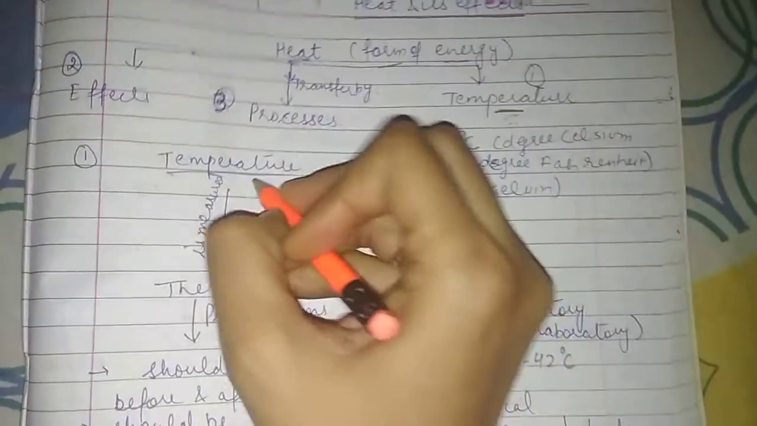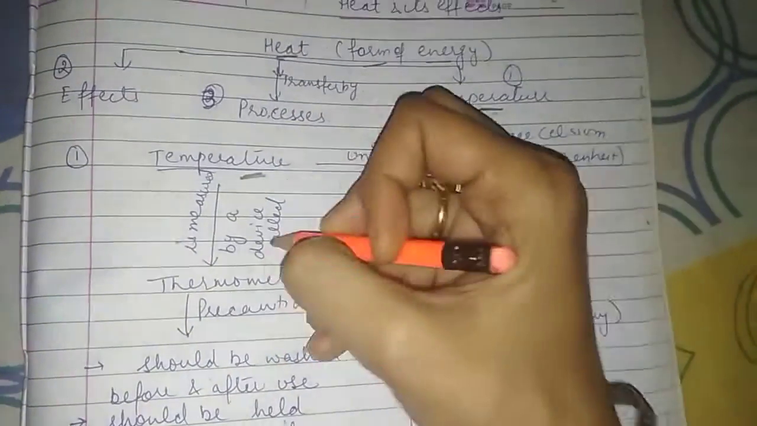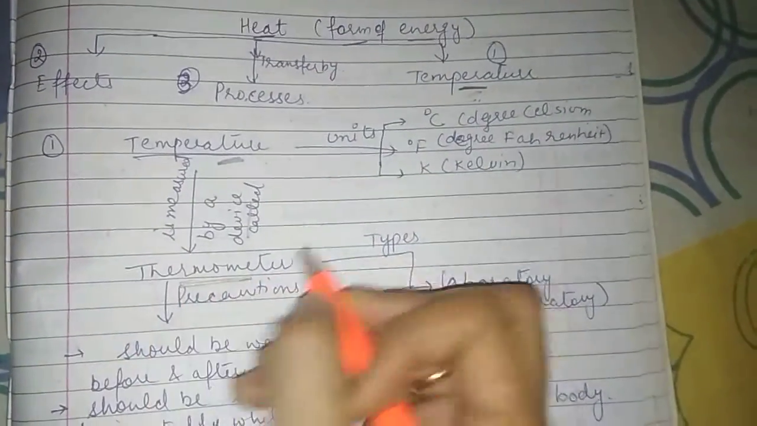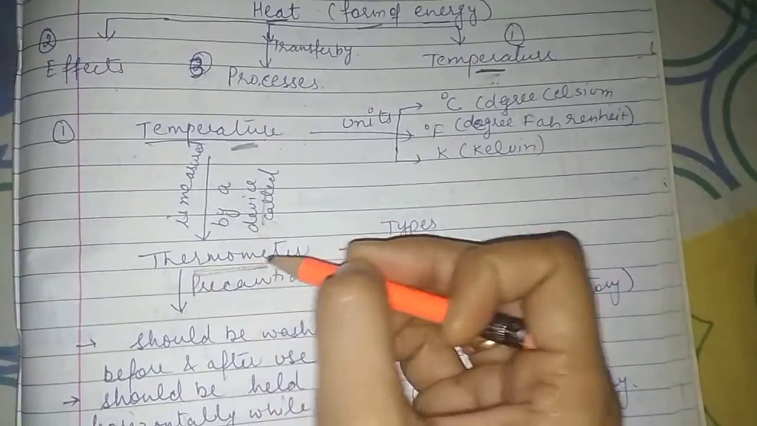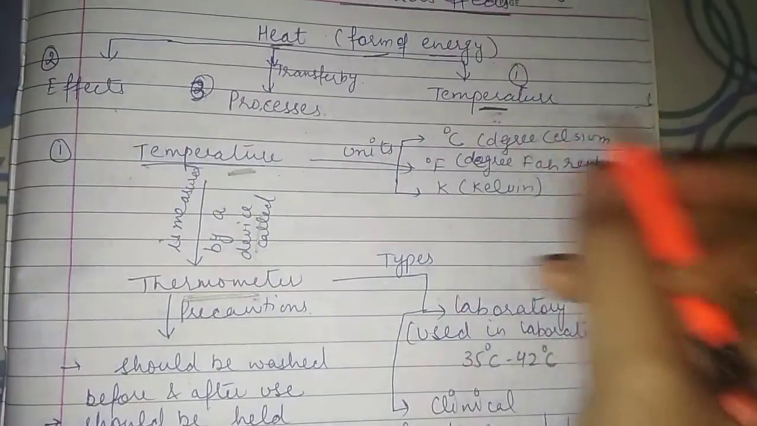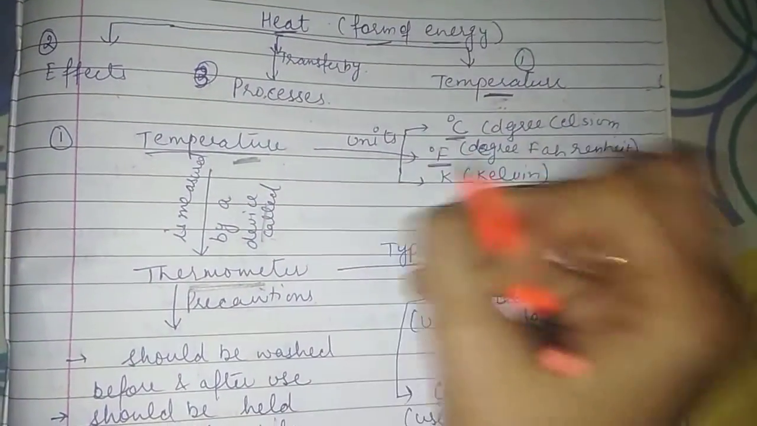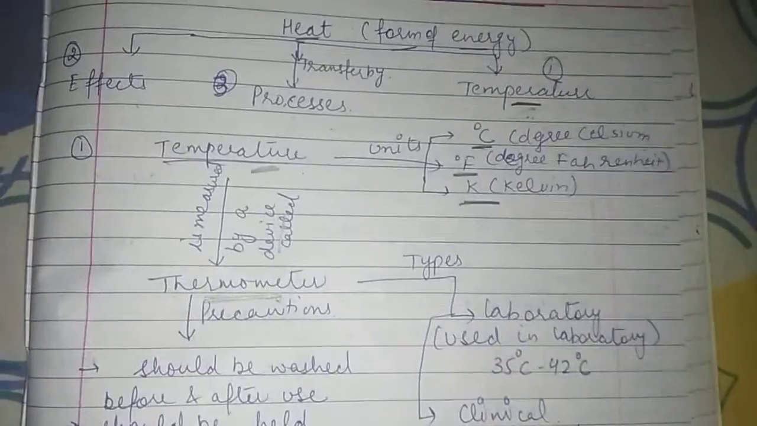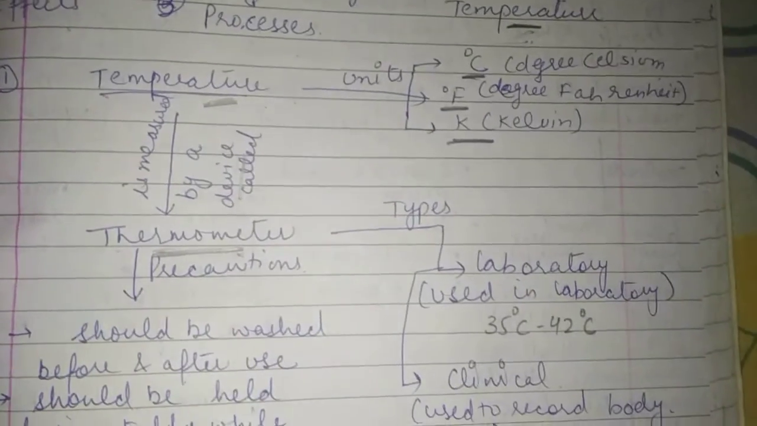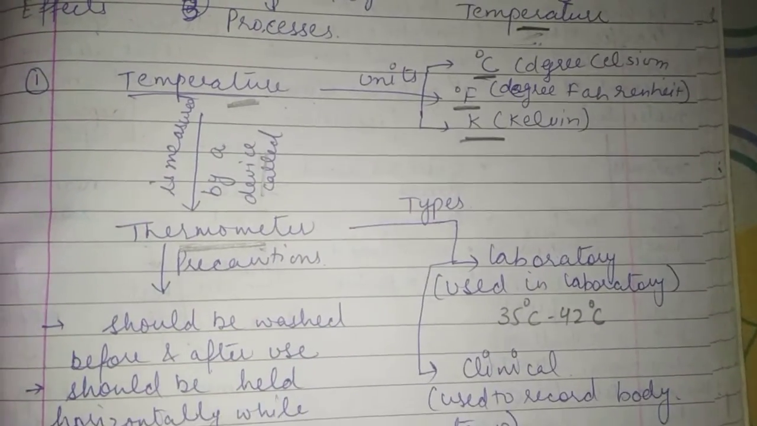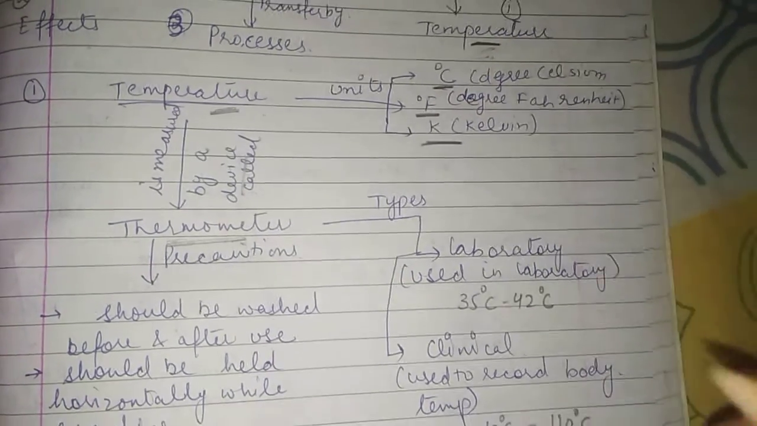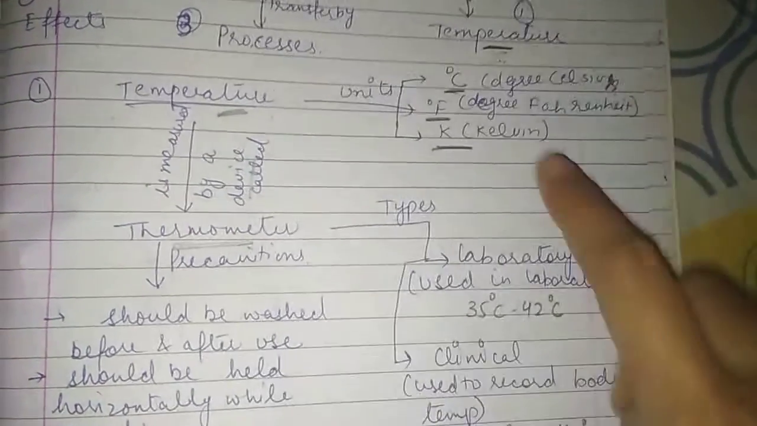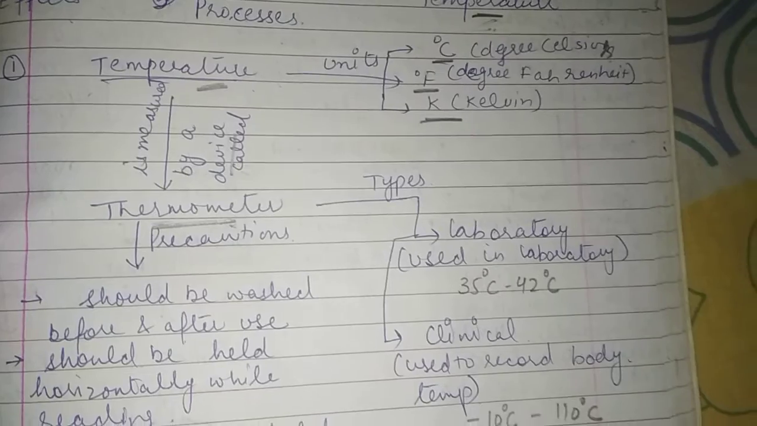Temperature is measured by the device that is called the thermometer. Its units are degree Celsius, degree Fahrenheit and Kelvin. Three units are there: degree Celsius, degree Fahrenheit and Kelvin.